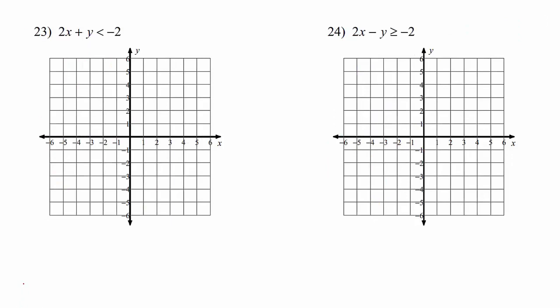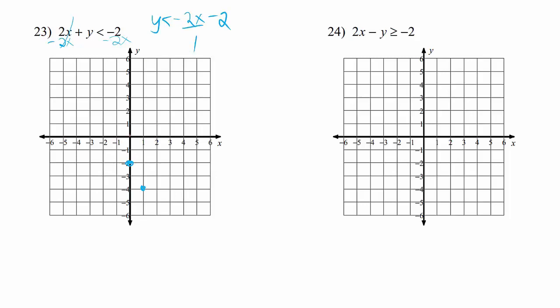On 23 and 24 and 26 on the next slide, we need to solve for y so that we can graph. So I'm going to subtract 2x. Get y is less than -2x minus 2. And then graph like what we've been doing. So start at -2. My slope is down 2, right 1.